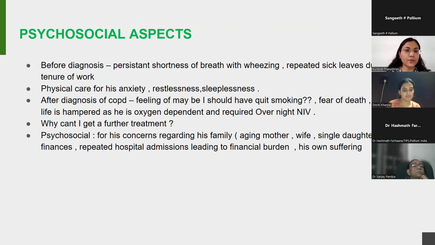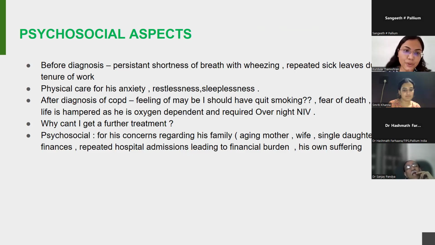Now, dealing with the psychosocial aspects of this patient, before the diagnosis, the patient had persistent shortness of breath with wheezing, and repeated sick leaves during the tenure of work. He needed physical care for his anxiety, restlessness, and sleeplessness. After the diagnosis of COPD, he felt that maybe he should have quit smoking at an earlier stage. There was the fear of impending death. Social life was hampered as he was oxygen dependent and required overnight NIV. He also felt, why couldn't I get better treatment?